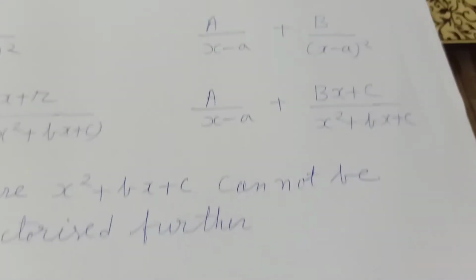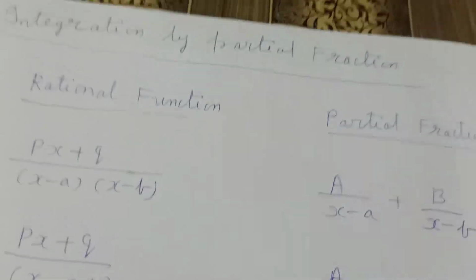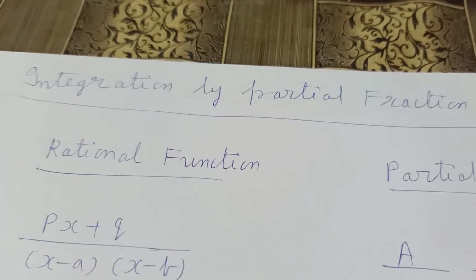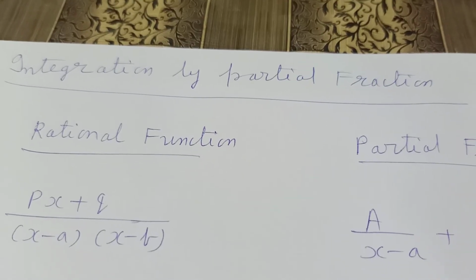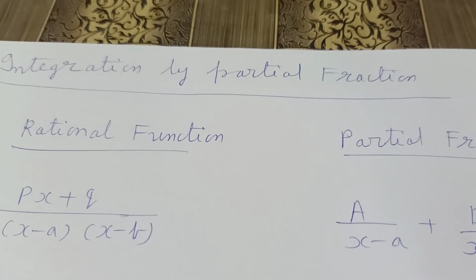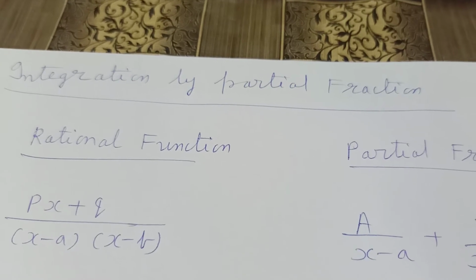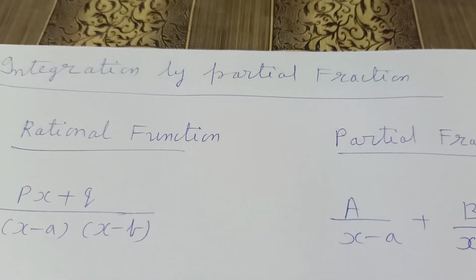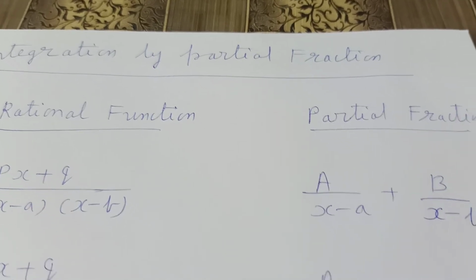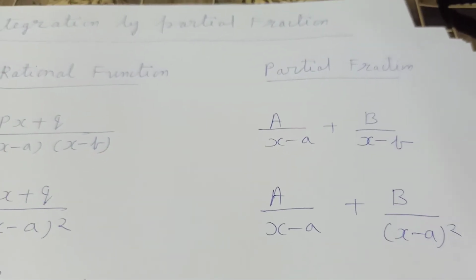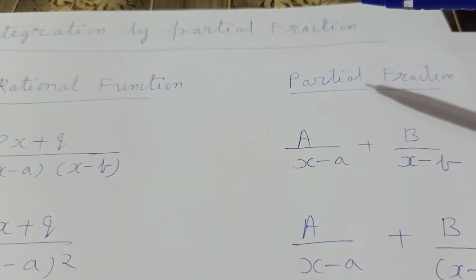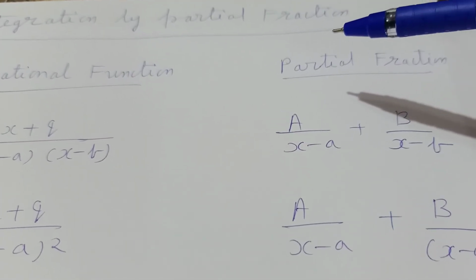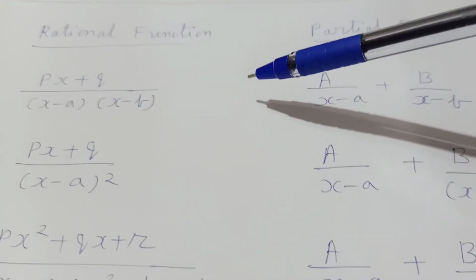Now we will take the next topic, that is integration by partial fraction. Okay, integration by partial fraction. In this method, we divide the given fraction into two or more fractions, which are called partial fractions. For different types of rational function, we will form different types of partial fractions. So there is some rule for this.